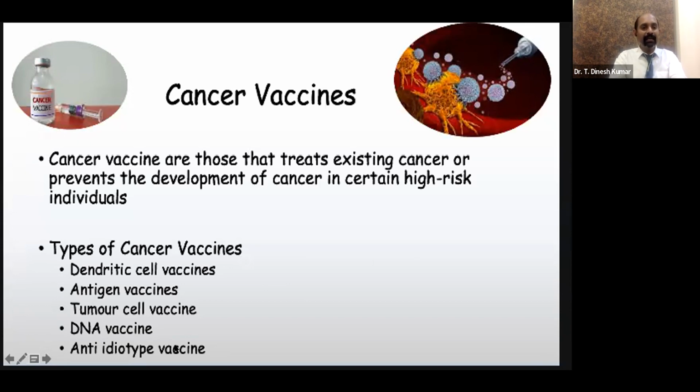And finally, the anti-idiotype vaccine, which is based on the idea that antibodies can also act as antigens, triggering an immune response. So this idea was used to create a vaccine in which the antibodies would be injected into the cancer patient, eliciting an immune response.